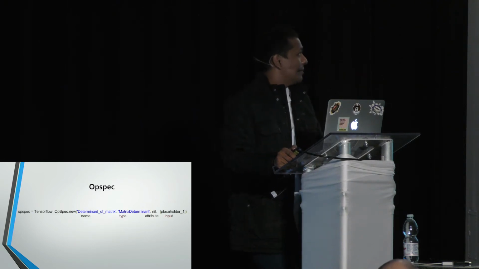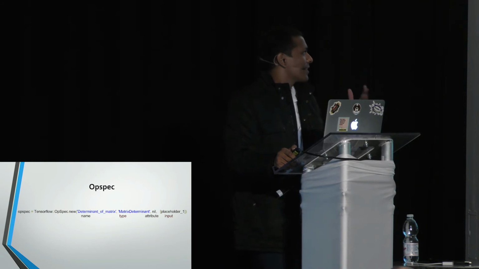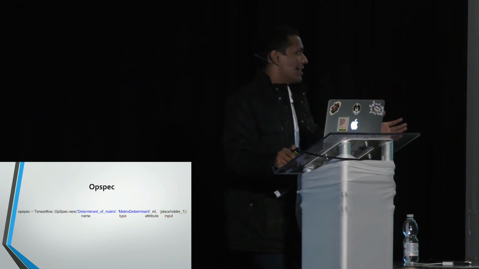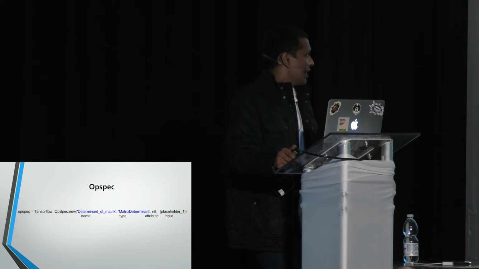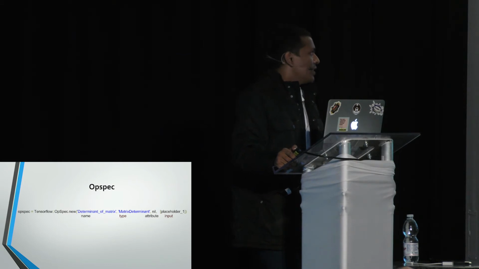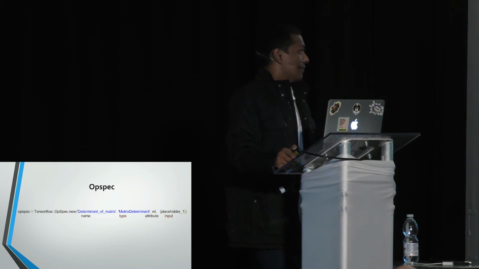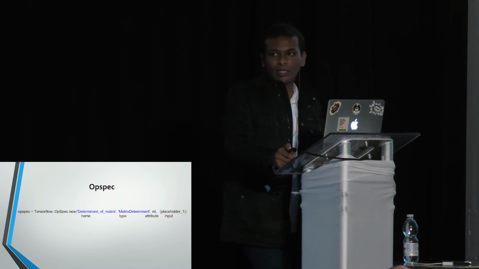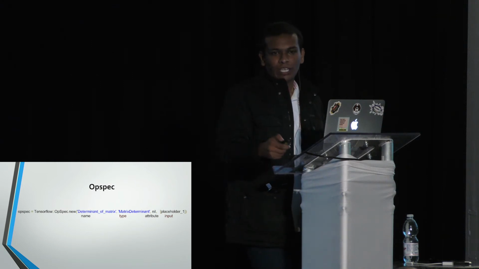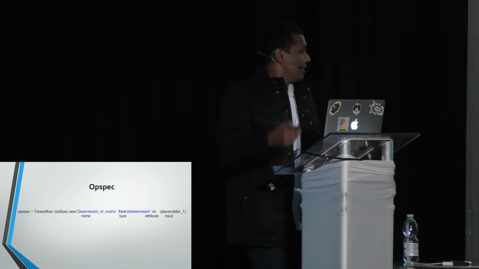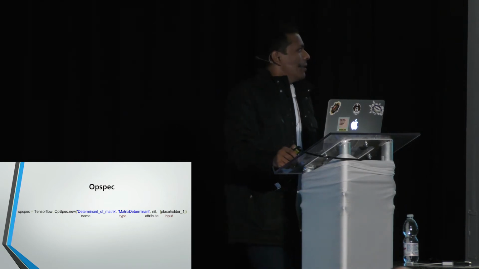So I'm going to talk about the OpSpec class. OpSpec is basically the class for specification of operations. So look at the code. It's pretty simple. Basically, you're defining an operation. The operation has the name determinant of matrix, and it has type matrix determinant. It has no attributes, because attributes are there for very complicated operations, but this one has no attributes. So it's a simple matrix determinant operation.